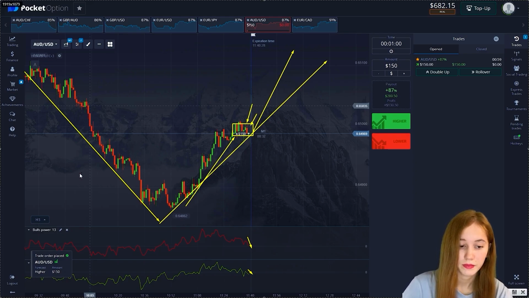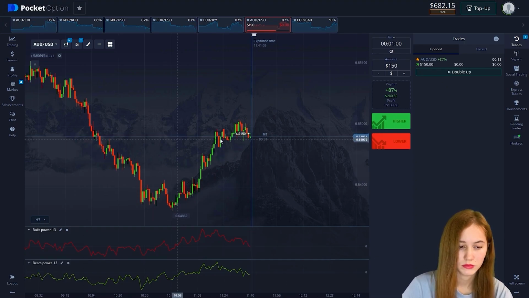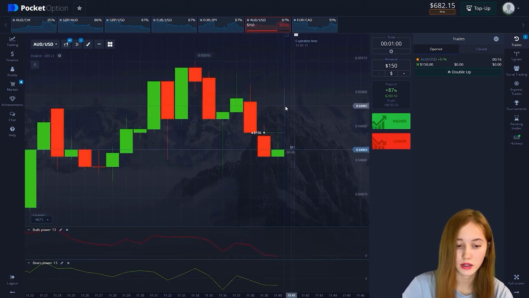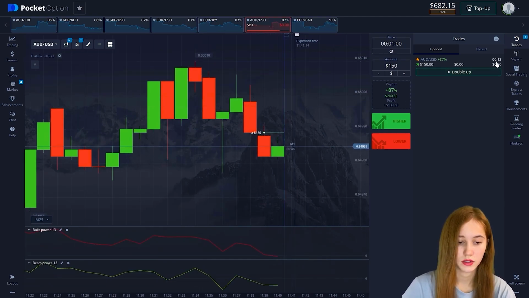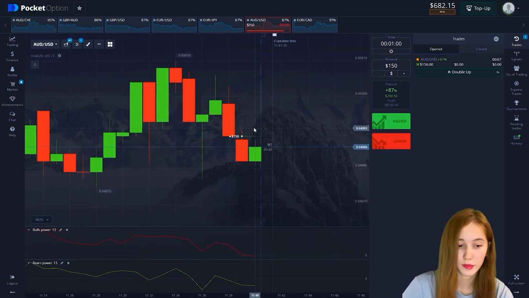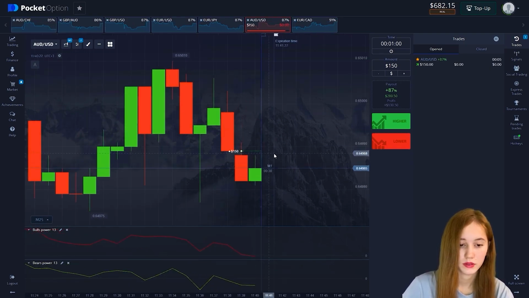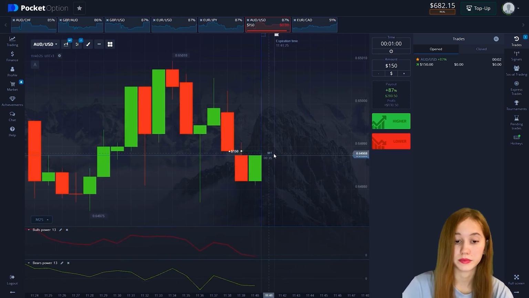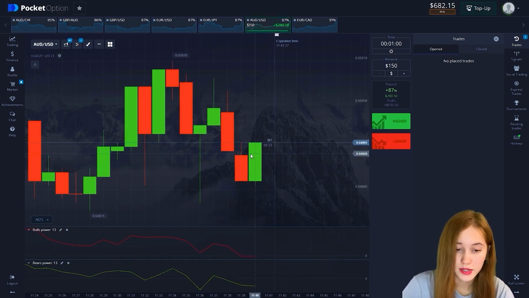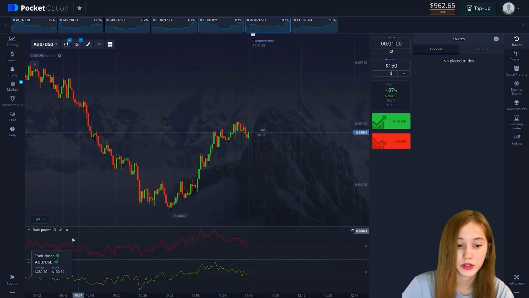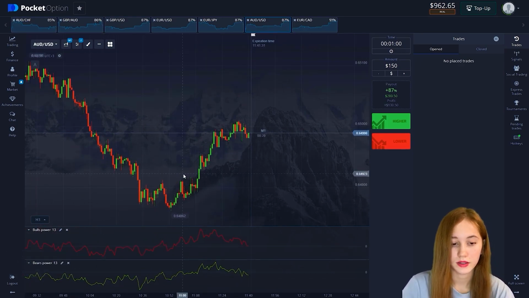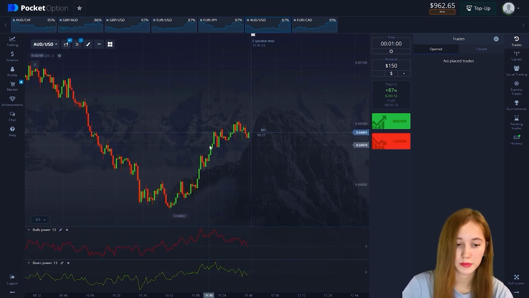So let's see. 10 seconds left until the end. Yeah, chart in the drawdown, but it's more likely to go up. Yeah, good. As I said, the profit is 130. Let's move on to the next concept.